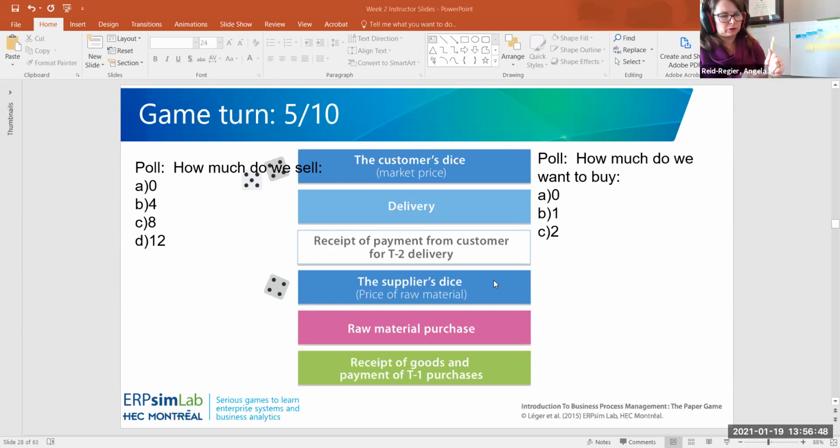So we said we were doing 12 and they were worth $8 each. So in 2 rounds, the customer owes us $96. So there's our invoice. Okay. And we're in round 5. So do we have any payments due? Yes. Our customer owes us $40 for the deliveries we made 2 rounds ago. So let's take that money.